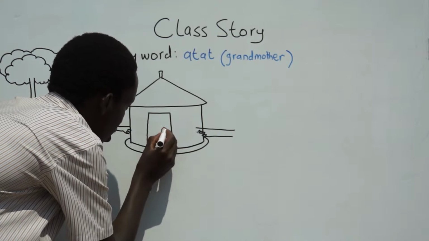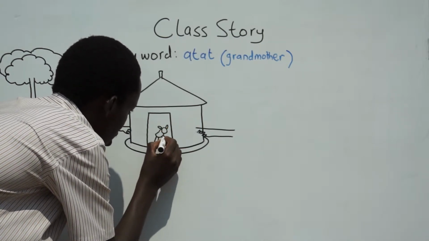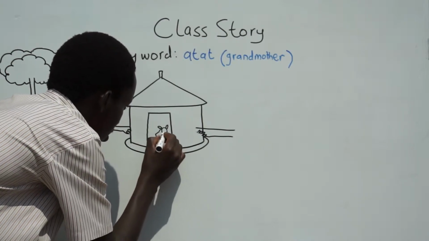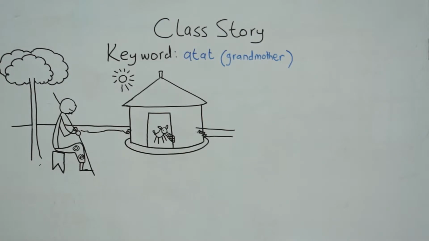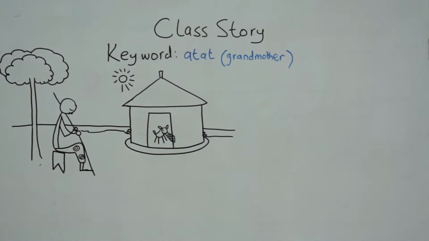Now, let's review the 3 components of our story about grandmother. First, who are the characters? Grandmother and her mischievous goat. Secondly, what is the setting? Grandmother's hut, a sunny day. Finally, what is the action? When grandmother falls asleep under the mango tree, her goat sneaks in her hut and eats her new mat.